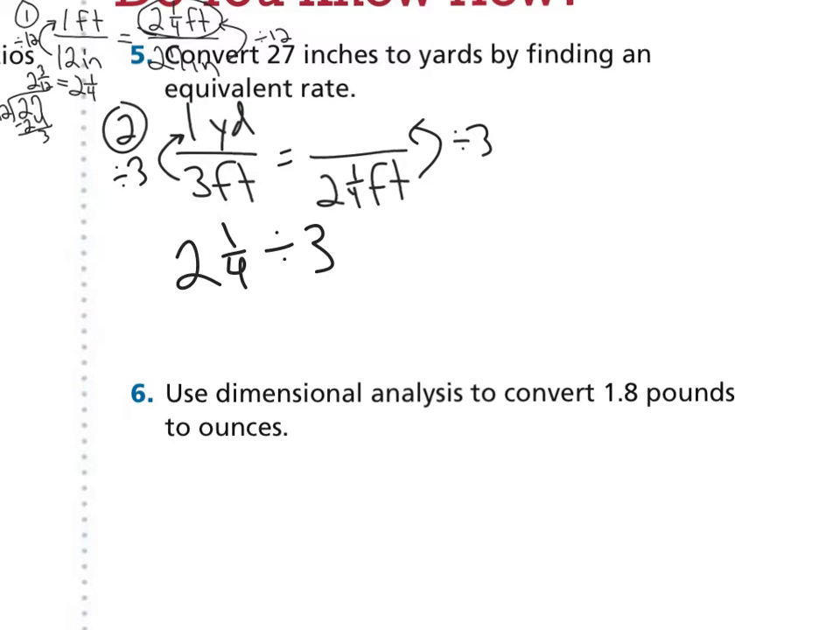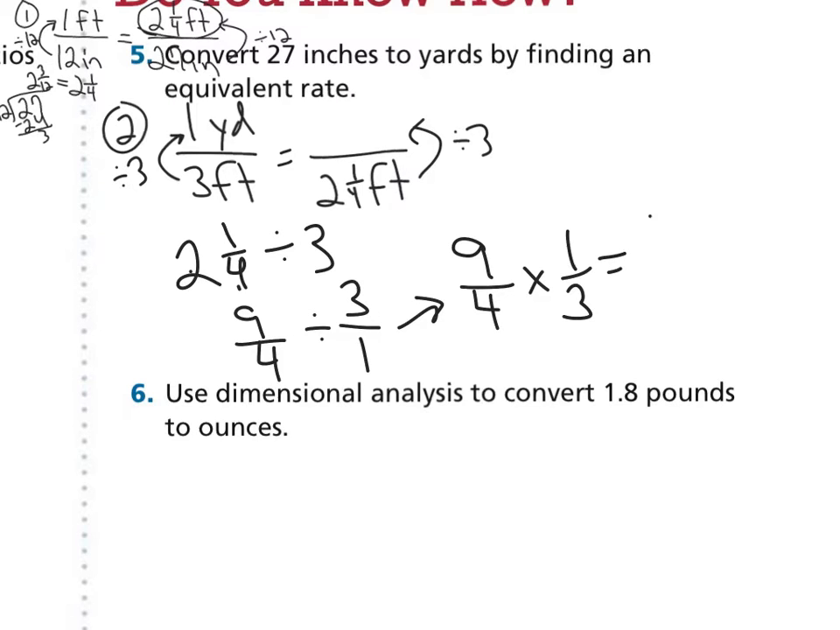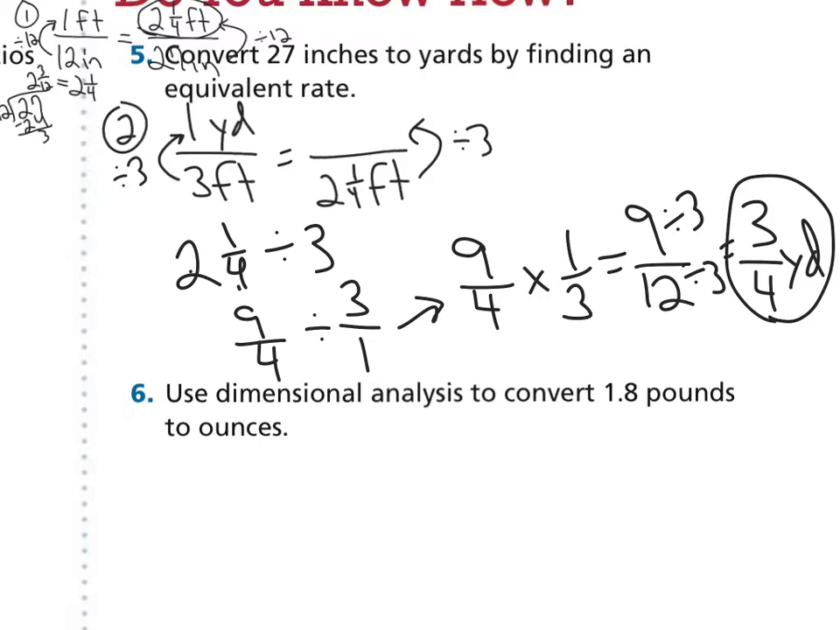Remember, to do this, we would need to change the 2 1/4 to an improper fraction first. So 2 times 4 is 8, plus 1 is 9/4. And the 3 is like 3 over 1. And then keep change reciprocal. And that would be 9/12. And then you can reduce that to 3/4. So, a couple step process there, potentially. We can figure out that that's 3/4 of a yard.